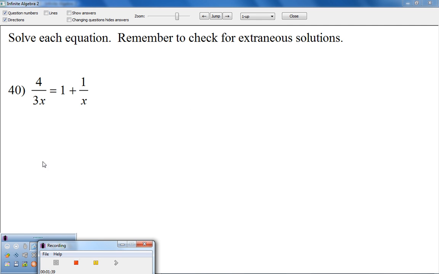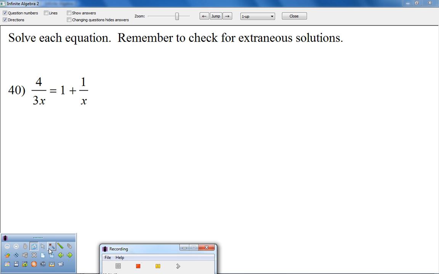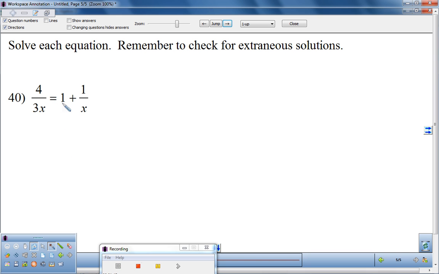Alright, now on this one, we're going to solve, but we don't have this in the fraction form. So I'll put this over 1. Okay, this has 3x, and this has x. So this is missing a 3, so I'm going to multiply this by 3. This doesn't have an x or the 3, so I'm going to multiply this by 3x. So we end up with 4 is equal to 3x plus 3.